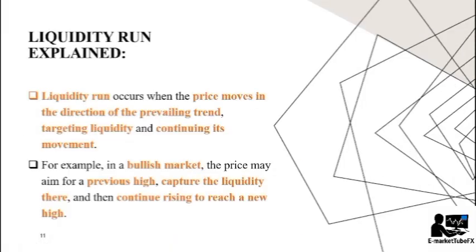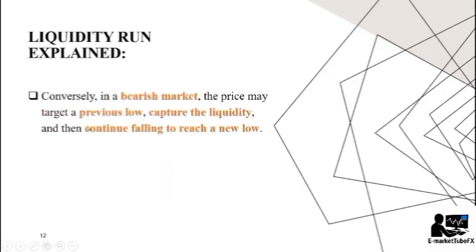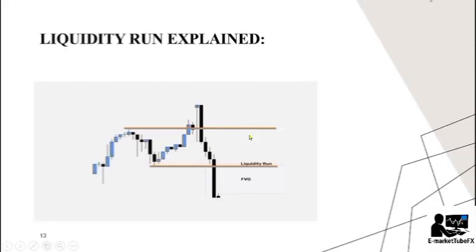Liquidity run. When we talk about liquidity run, what are we talking about? A liquidity run occurs when the price moves in the direction of the prevailing trend, targeting liquidity and continuing its movement. For example, in a bullish market, the price may aim for the prevailing high, capture the liquidity there, and then continue rising to reach a new high. Conversely, in a bearish market, the price may target a prevailing low, capture the liquidity, and then continue falling to reach a new low.